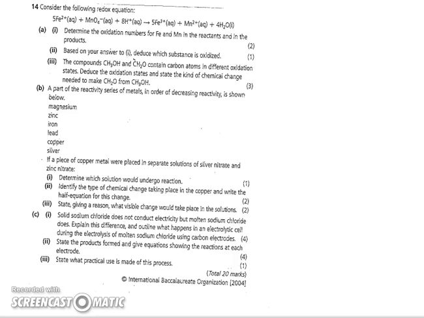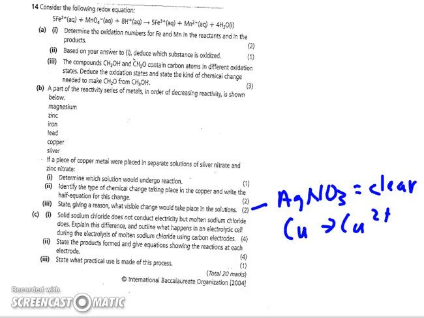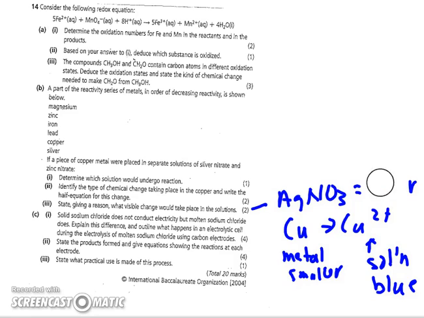So as far as state, giving a reason, what visible change would take place, you should realize that AgNO3 is a clear solution, but as Cu becomes Cu2+, your copper metal would be less. And the other big change you would see is that the solution would become blue as the copper ions become part of it. Then C, solid sodium chloride does not conduct electricity, but molten sodium chloride does.